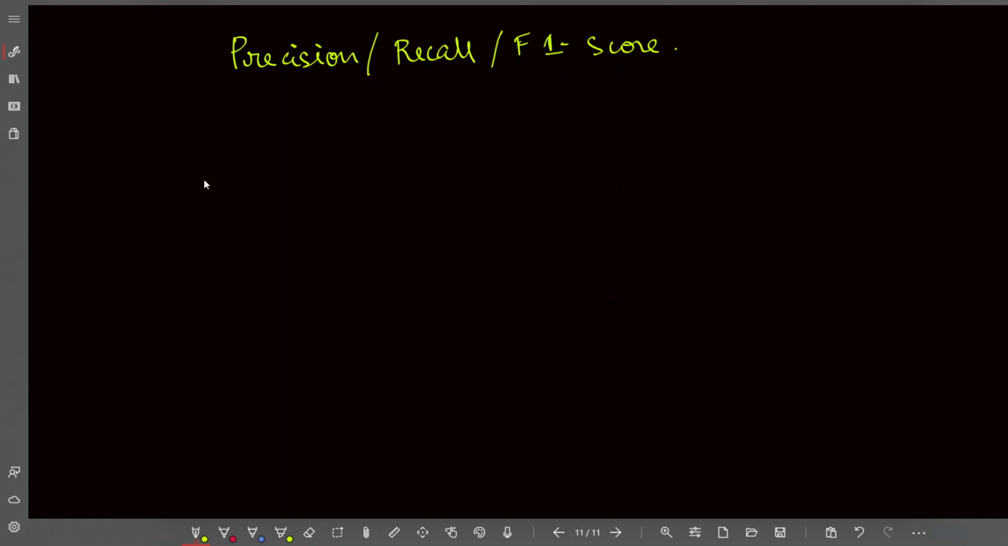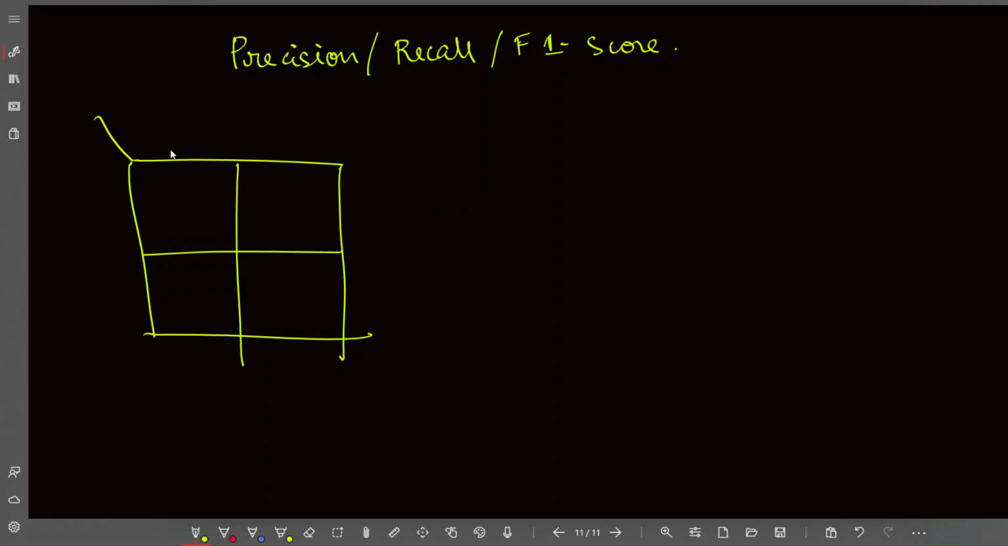Okay, so in this video, let's understand what precision, recall and F1 score are. Let me just draw the confusion matrix again, just so it's easier to follow through. This is 0, 1, 0, 1. This is true negative. This is false negative. This is false positive. This is true positive.